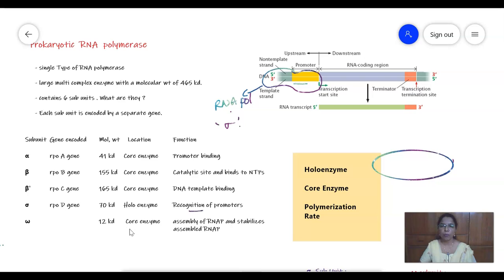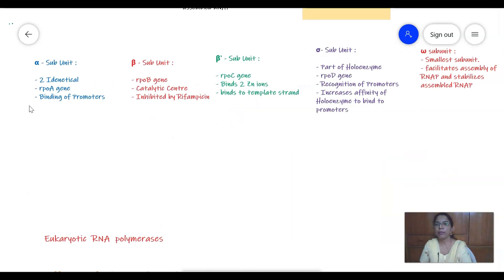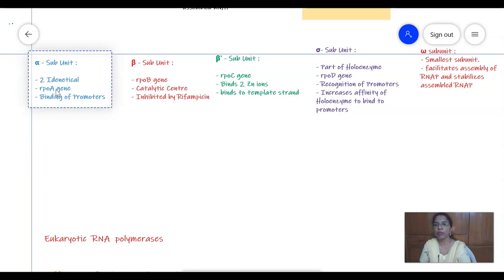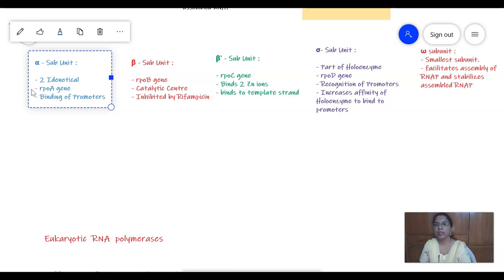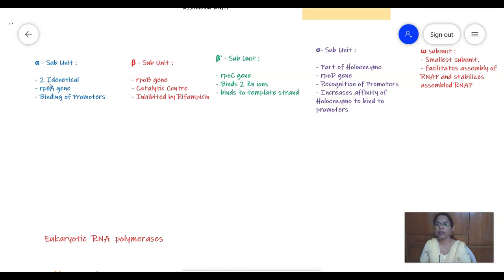And the last one is the omega subunit. It is required for the assembly of the RNA polymerase, and it stabilizes the assembled RNA polymerase. Let's again sum up the subunits. Alpha subunit is encoded by the RPOA gene, and two identical alpha subunits are present, which are required for the binding of the promoters.